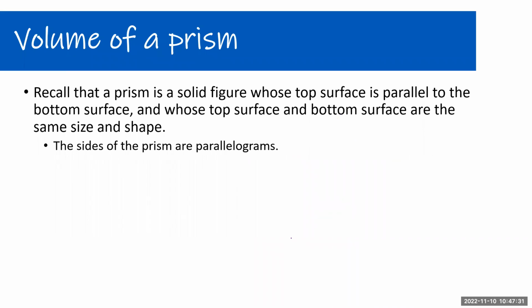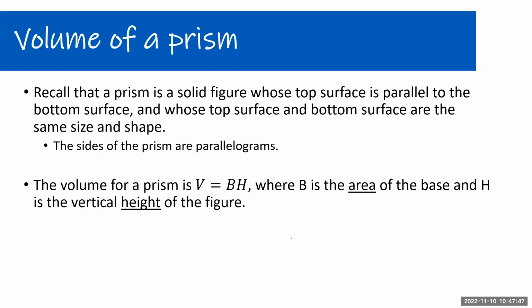Let's talk about some volume here. Remember that a prism from section 1 is a solid figure with the top and the bottom surface parallel to each other, and they have to be the same size and shape. So that means that the sides of our prism have to be parallelograms. The volume for a prism is volume equals base times height, but be careful here. B is not simply one measurement from the base. It is the area of the base, and H is that vertical height. Remember, it's the vertical height, not necessarily the diagonal, okay?